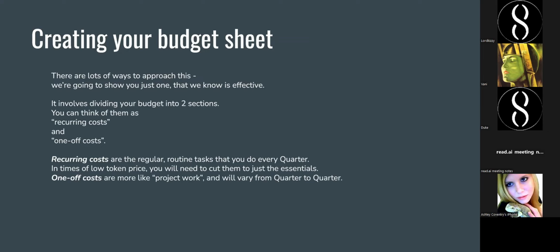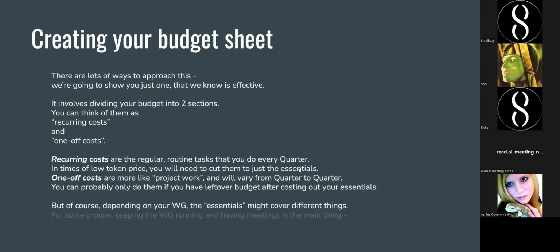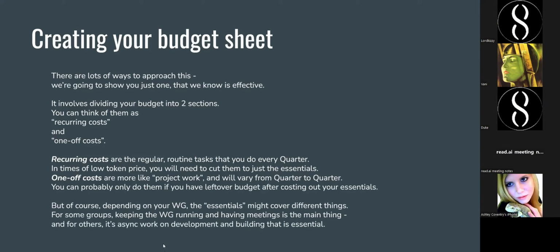And they'll vary from quarter to quarter, so it might be a particular project that you're just doing that quarter. You can probably only do these at all if you've got leftover budget after costing out your essentials, which is why you need to cut these to the essentials. But of course, depending on your work group, the essentials might cover different things. For some groups, keeping the work group running and having meetings and documenting them and facilitating them and all that stuff, that is the main thing. But for other work groups, meetings might be less central, and it's asynchronous work on developing and building that is the real core stuff.